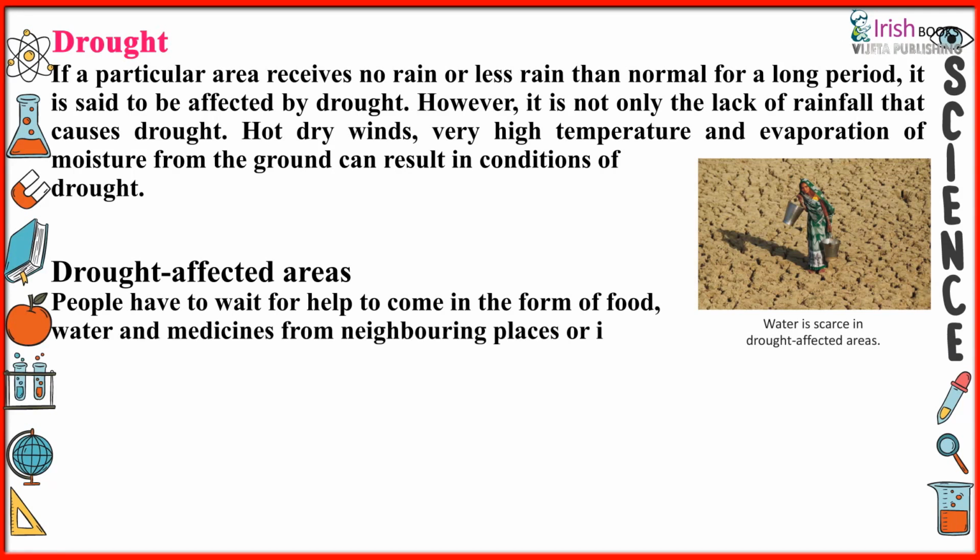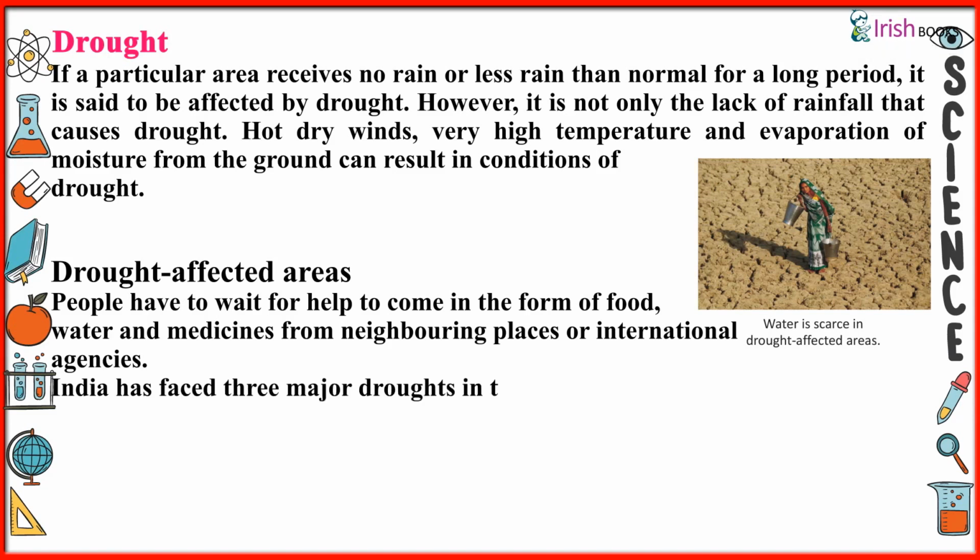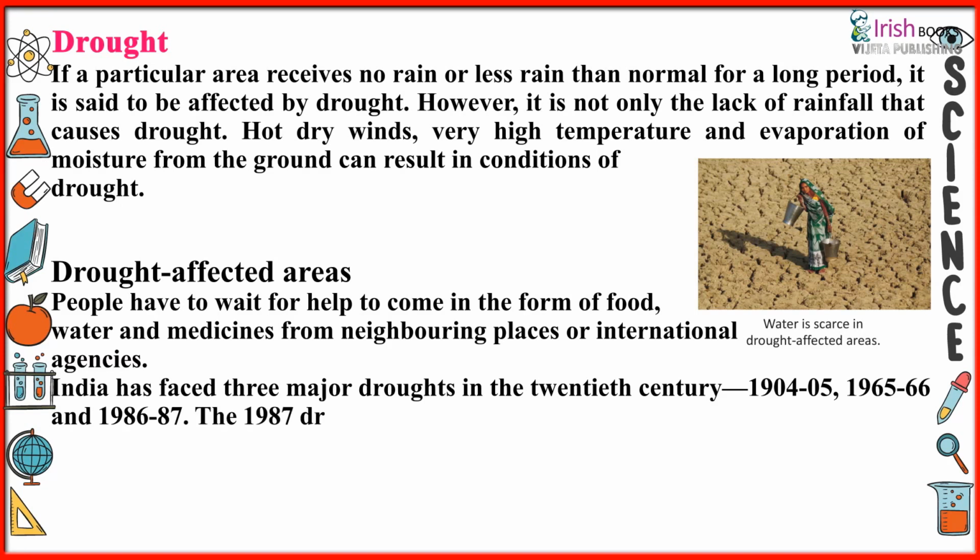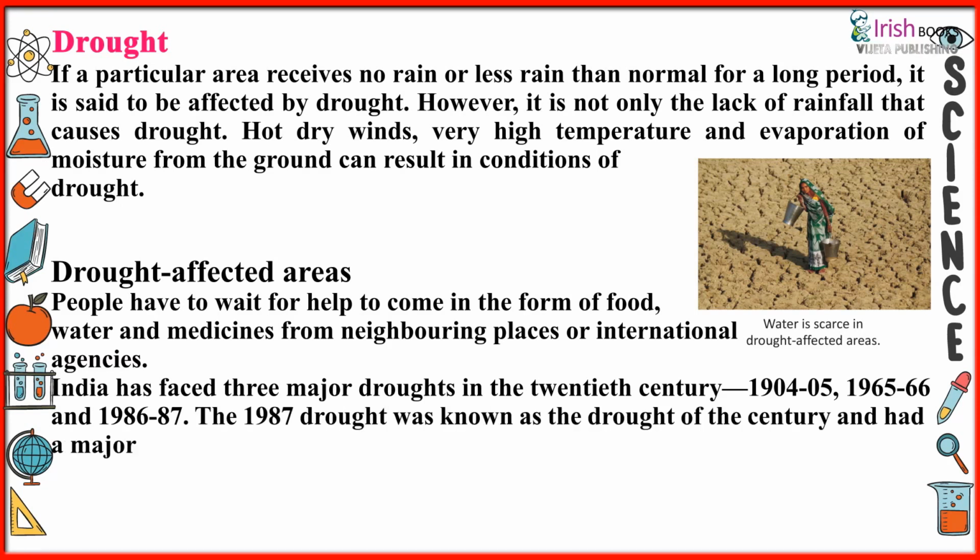India has faced three major droughts in the 20th century: 1904 to 05, 1965 to 66, and 1986 to 87. The 1987 drought was known as the drought of the century and had a major impact on one third of the country.